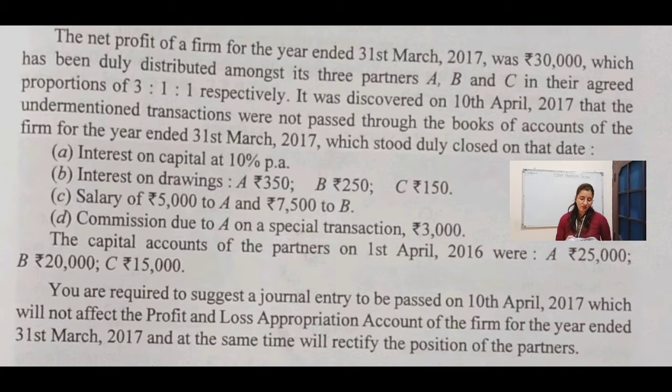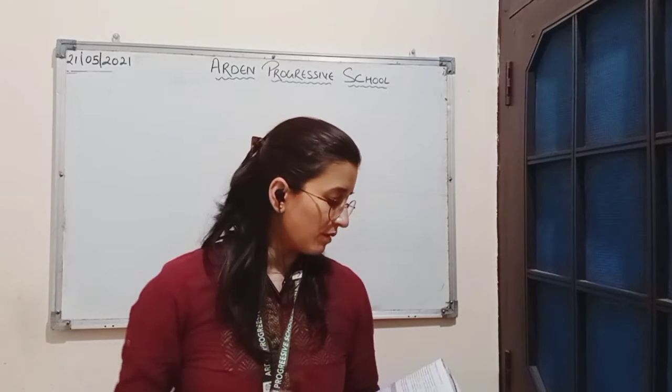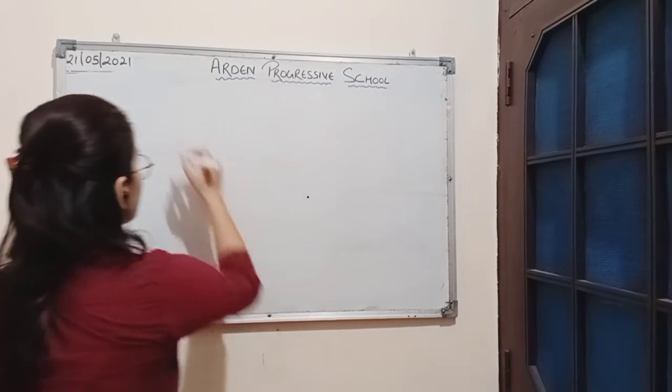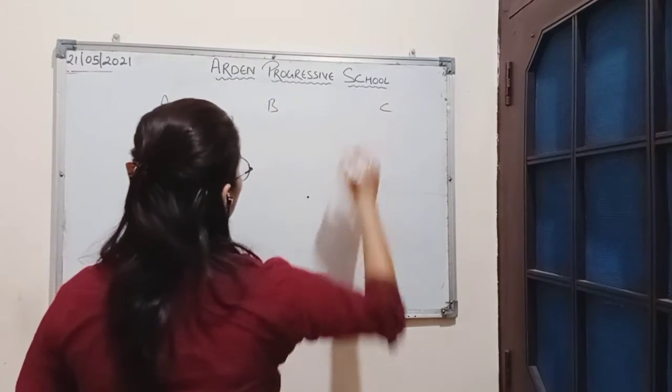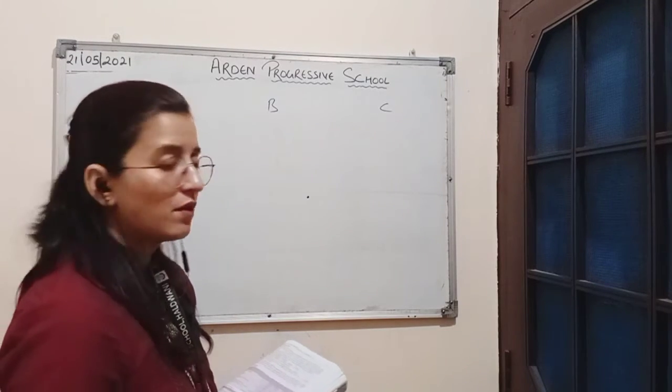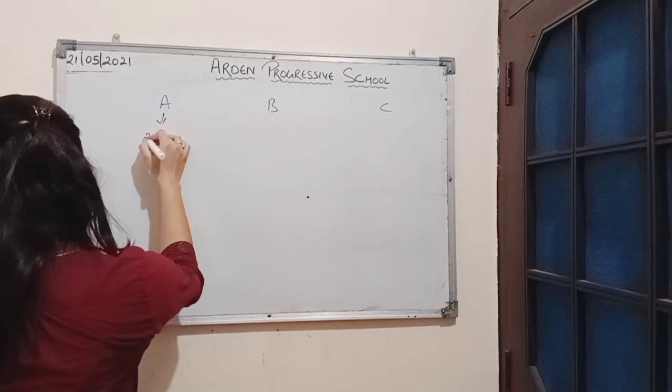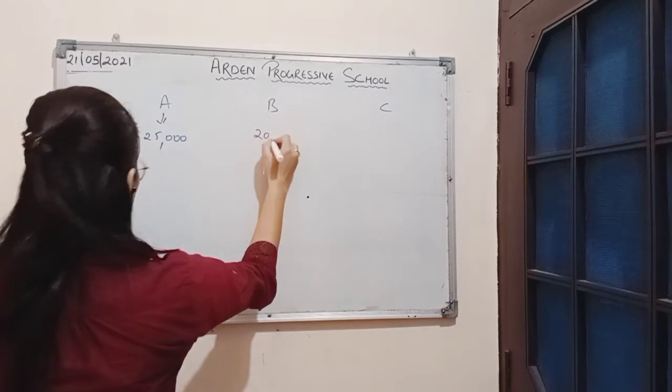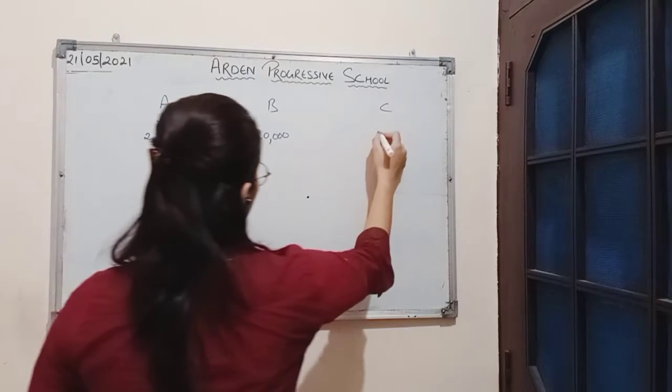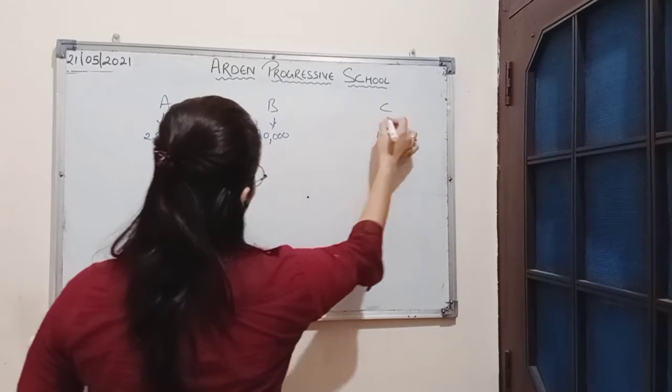You are required to suggest a journal entry to be passed on 10th April 2017 which will not affect the profit and loss appropriation of the firm for the year ended 31st March 2017, and at the same time will rectify the position of the partners. So according to the question, there are three partners A, B and C. The amount of capital brought in by A is 25,000, B brought 20,000 and C brought 15,000 as capital.